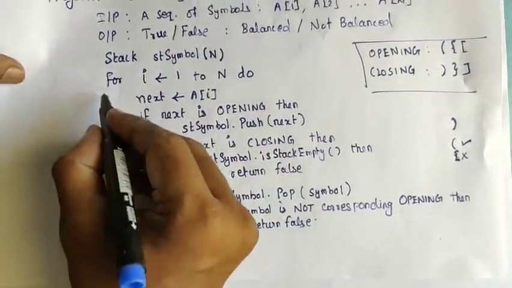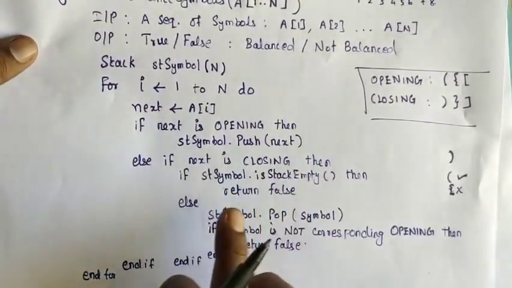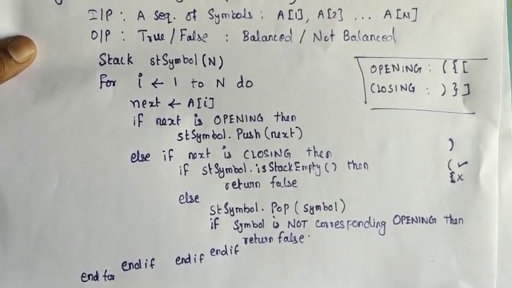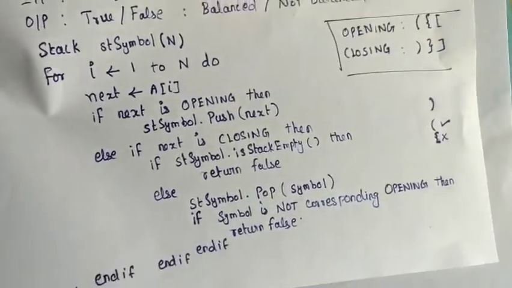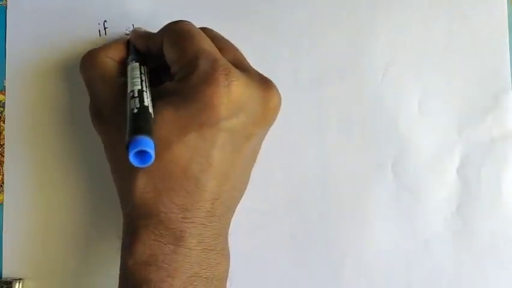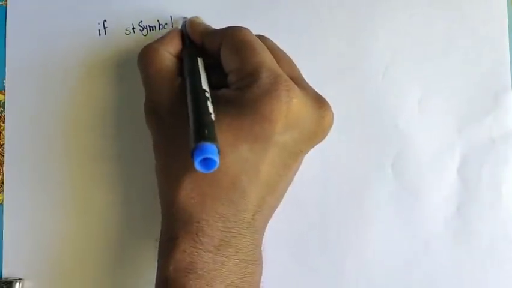At the end of that for loop, after processing all the elements, I still have to check the stack. If all the processing is over, at the end the stack should be empty. If the stack still contains some opening symbol, then in that case also it is not balanced. So at the end of the for loop, after completing it, I need to check the stack symbol dot is stack empty.